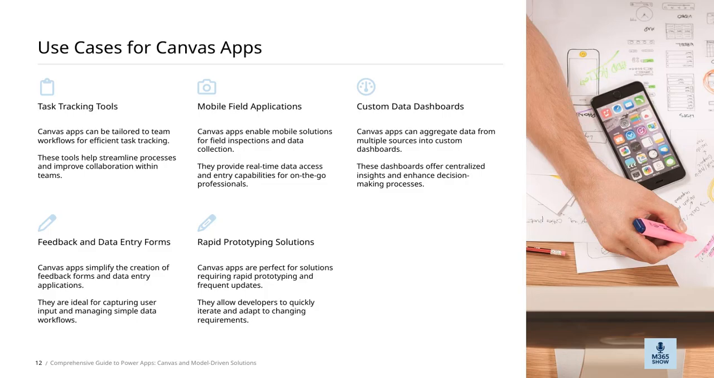Now, let's take a closer look at some of the key use cases for Canvas apps. These solutions are particularly great when you need to quickly prototype ideas and make frequent updates. Because of their flexibility, developers can rapidly iterate and adapt as requirements evolve, keeping projects agile and responsive. For example, Canvas apps are perfect for creating feedback forms and simple data entry applications.